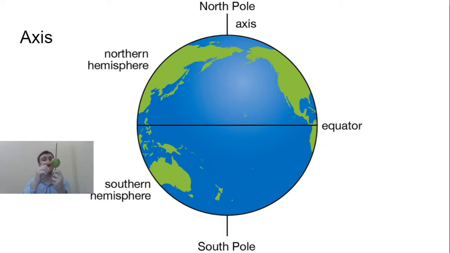Okay. And then running around the middle, we have the equator. The equator. So it's just like a belt that you might wear. It just goes around the middle of the planet.